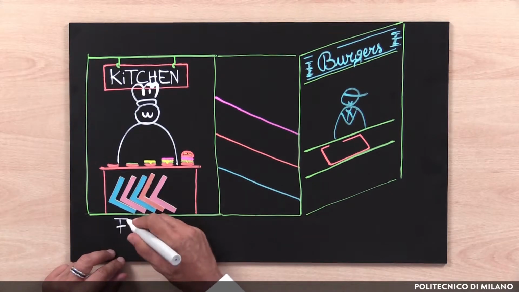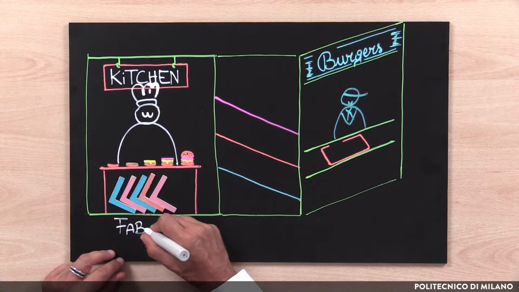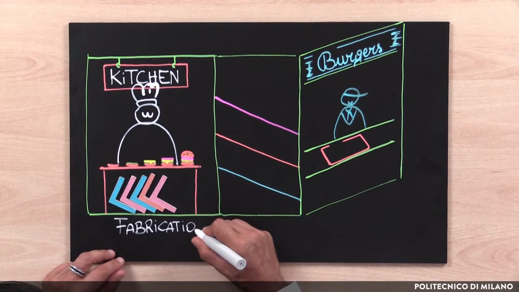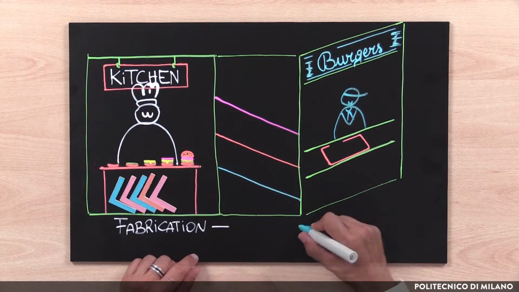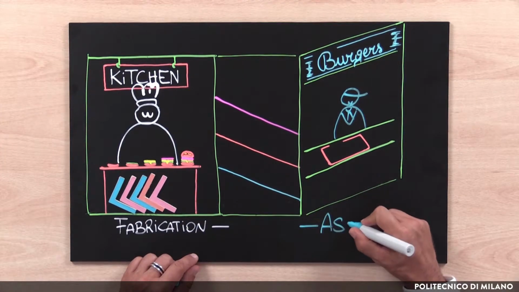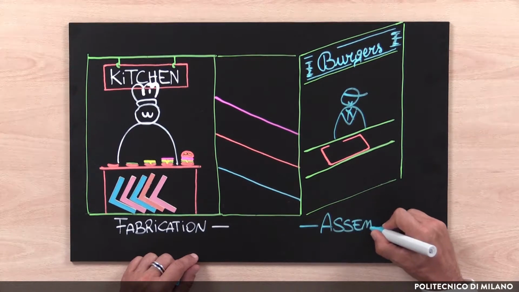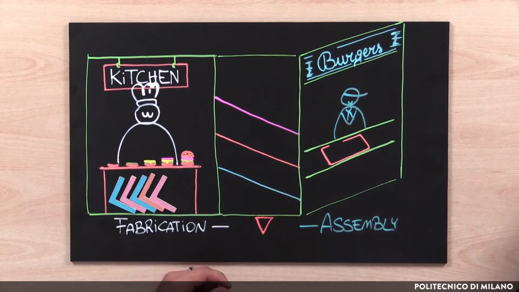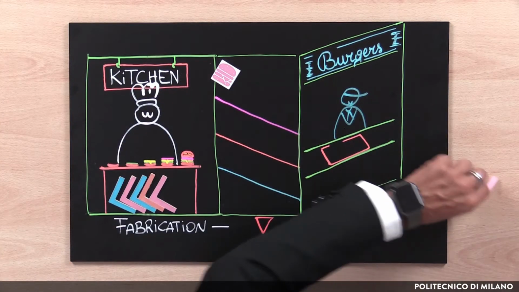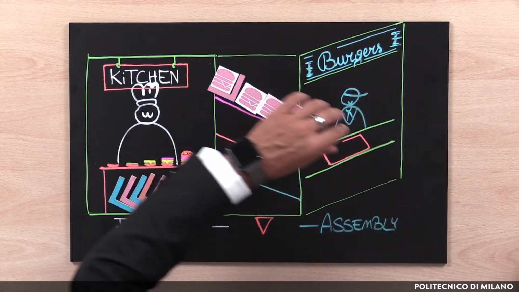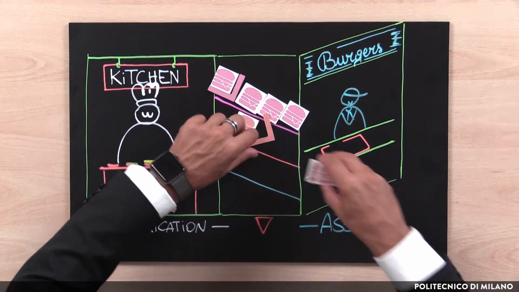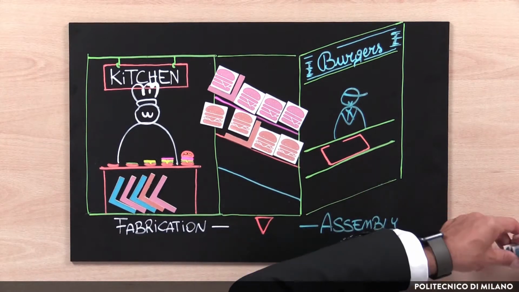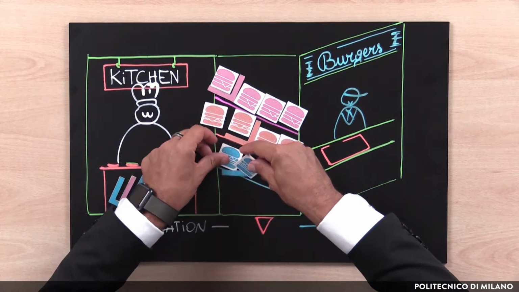In terms of production system classification, then, the kitchen is a fabrication department, manufacturing parts, while the servers are an assembly department. Between the two departments, a storage area contains a small amount of stock. Let's use sloping shelves, which force the downstream department to use the stock according to a first-in, first-out logic.